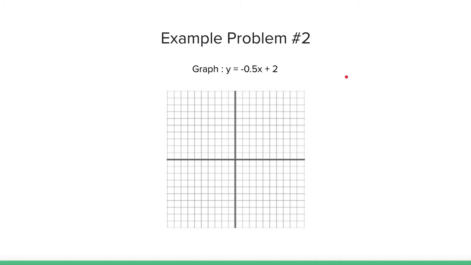Here is example problem number 2. We need to graph y = -0.5x + 2. So we mark down the y-intercept, and then we see that the slope is negative 0.5. We can set that as negative 1 over 2. So as y decreases by 1, x will increase by 2. And then we just draw a line through both of these points. There we go, we're done.